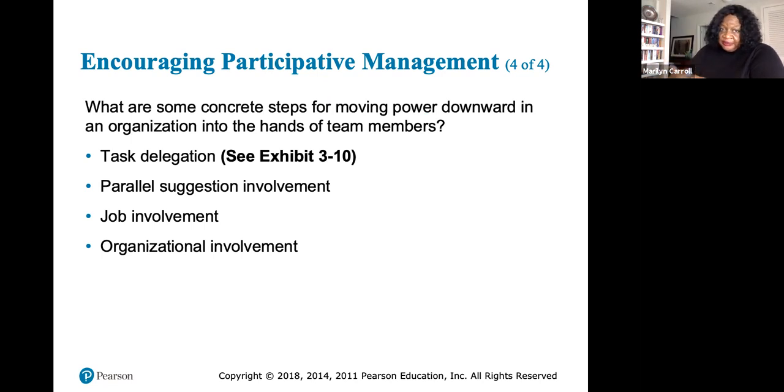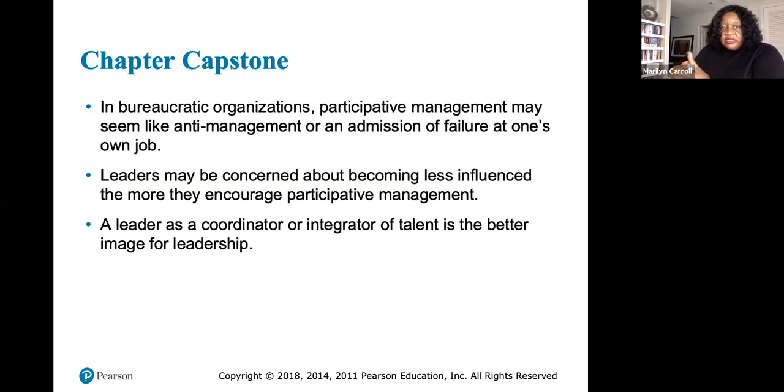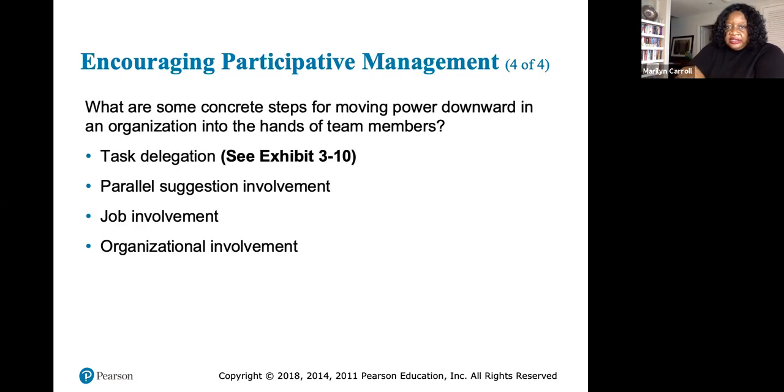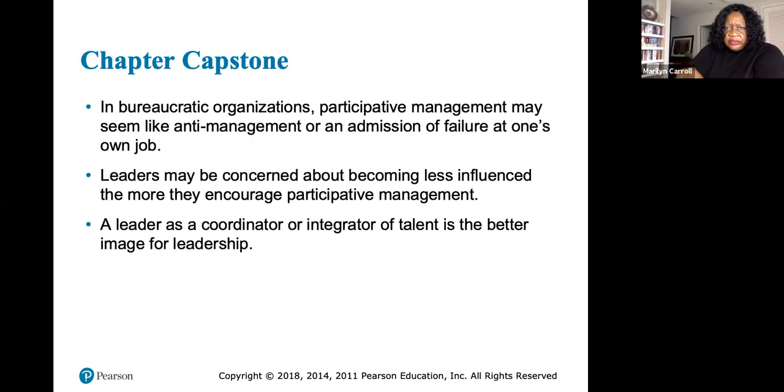Well, let's talk about it. We have task delegation, parallel suggestion involvement, job involvement, and organizational involvement. So let's look at task delegation in a few minutes. As we'll see in exhibit 3-10, I skipped over 3-10, so I'm sorry about that. But I want you to look at 3-10 in your book, and you will see that outline there.